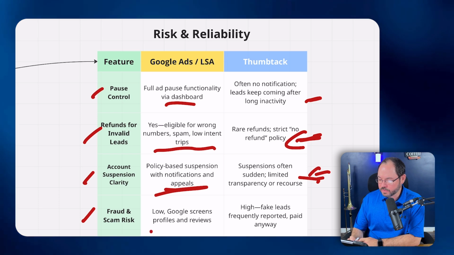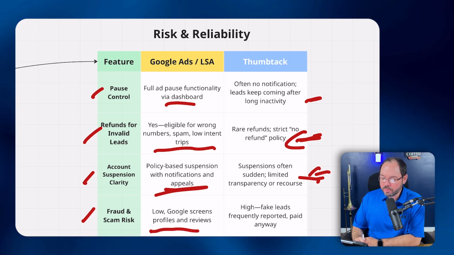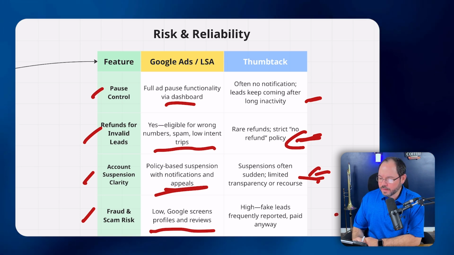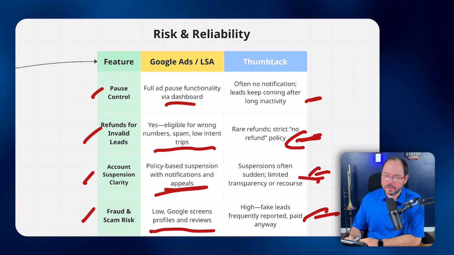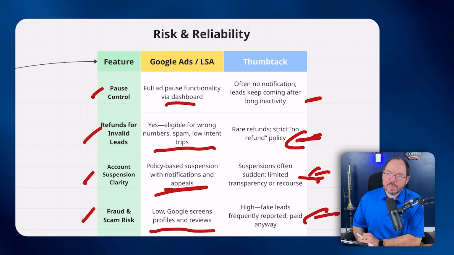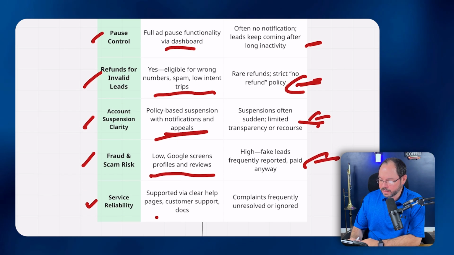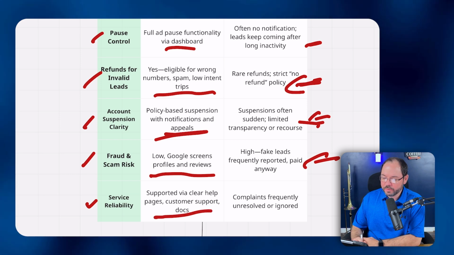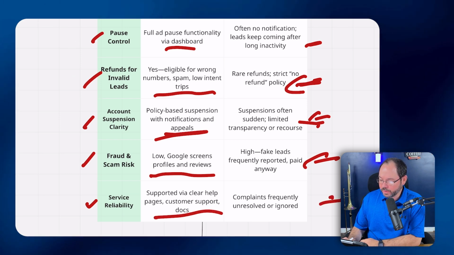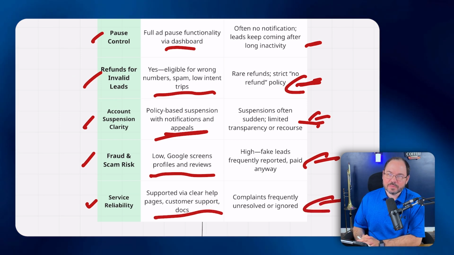Fraud and scam alerts. Typically low on the fraud and scam risk with Google. People still get through, but at the end of the day, with Thumbtack you have a ton of fake leads coming in, and you end up having to pay for them, and you don't get that refund back. Service reliability, once again: plenty of help with Google, a ton of complaints, and very limited help when it comes to Thumbtack. And it's just because Google's a larger business, right? They have more options, more support documents, and more people use them than anybody else.